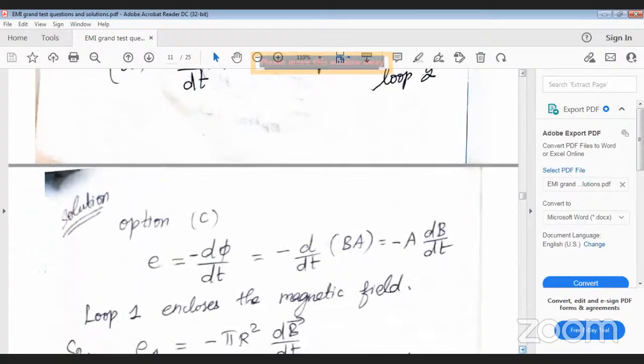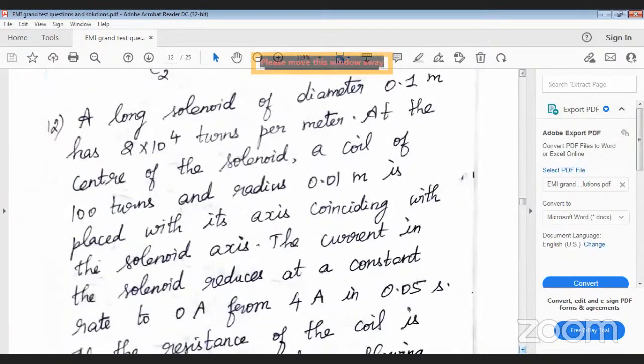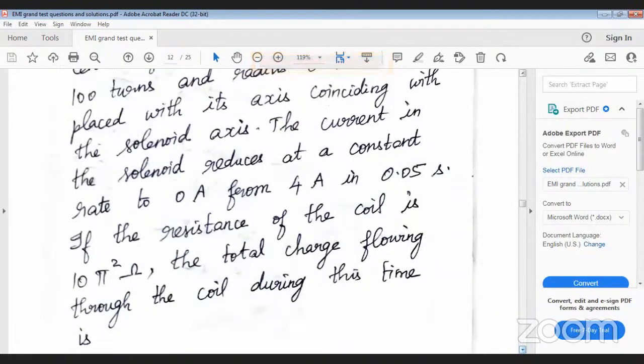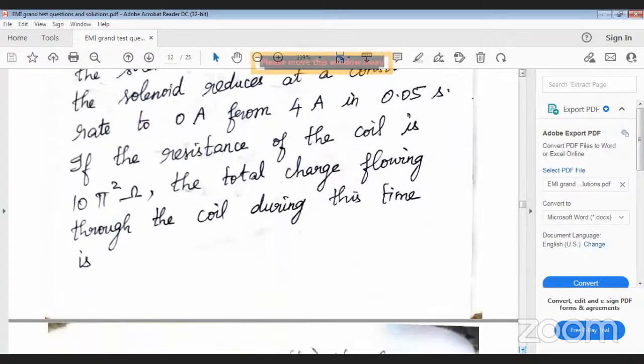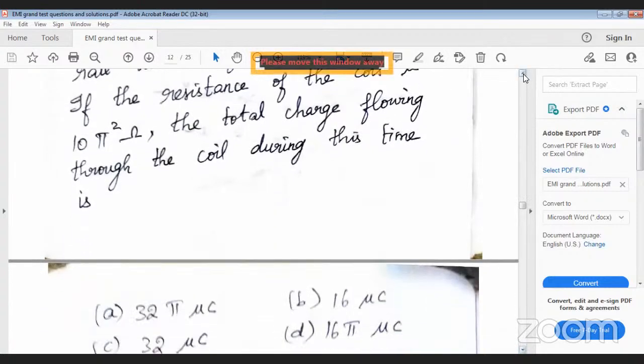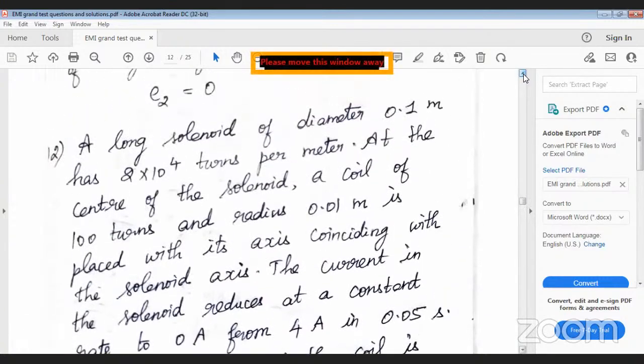And we shall move on to the next problem. That is question number 12. A long solenoid of diameter 0.1 meter has 2 into 10 power 4 turns per meter. At the center of the solenoid, a coil of 100 turns and radius 0.01 meter is placed with its axis coinciding with the solenoid axis. The current in the solenoid reduces at a constant rate to 0 ampere from 4 ampere in 0.05 seconds. If the resistance of the coil is 10 pi squared ohm, the total charge flowing through the coil during this time is. That means you have a solenoid.